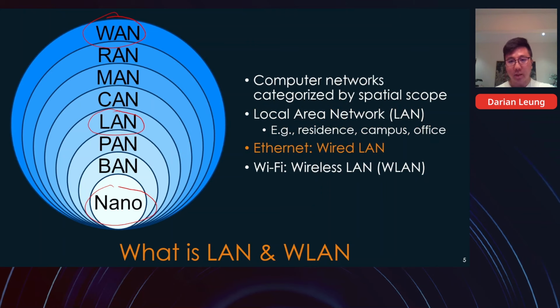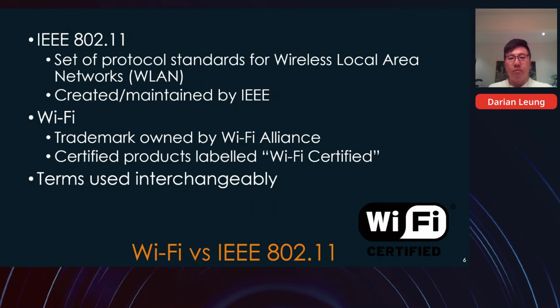The most common technology for wired LANs is Ethernet, and for wireless LANs, otherwise known as WLANs, the most common technology is Wi-Fi. So the terms Wi-Fi and IEEE 802.11 are typically interchangeable. You would likely hear the term Wi-Fi more because it's not a mouthful to say. However, these two terms technically mean different things.